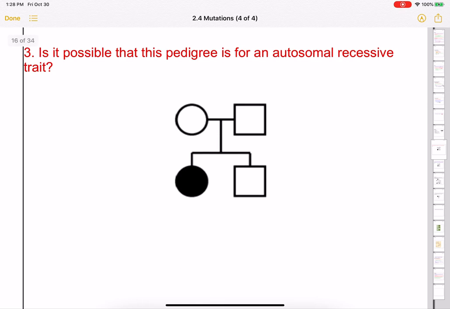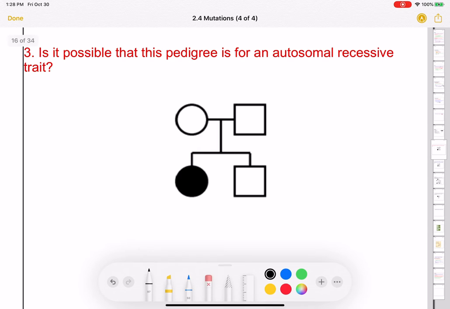The next one is, is it possible for this to be an autosomal recessive trait? Showing up in males and females, we can't tell because it only shows us one female that's affected. Typically, we know that if it's a sex-linked trait, then it would be showing up in males. It's not showing up in males, so we would assume that it is autosomal.